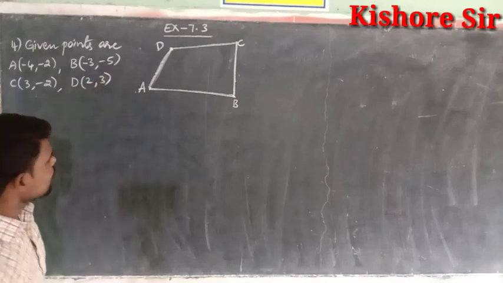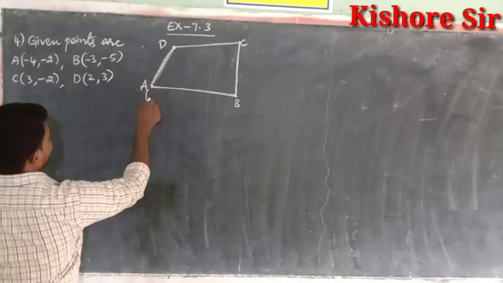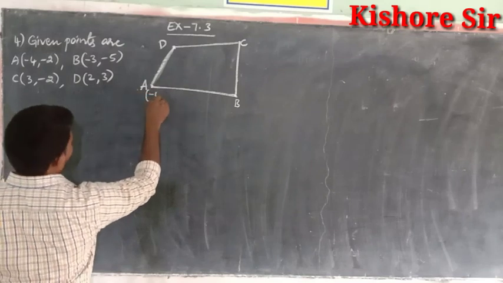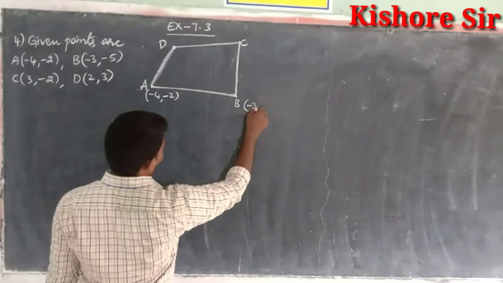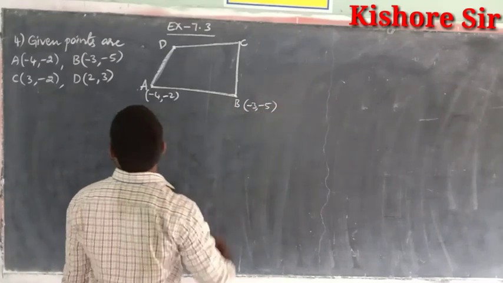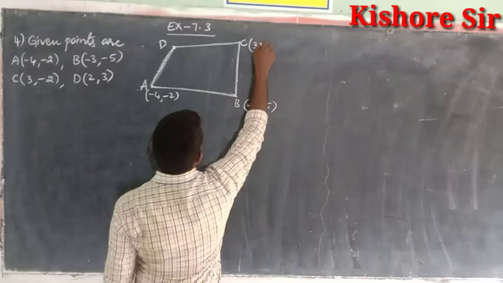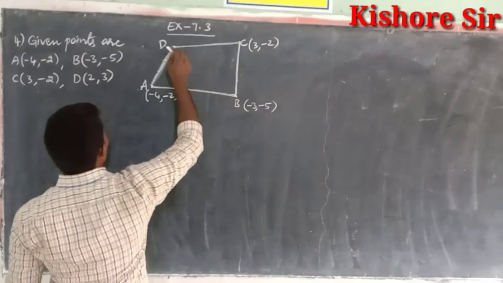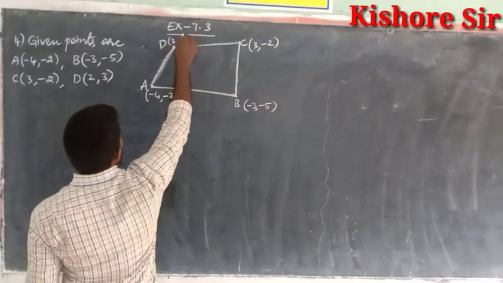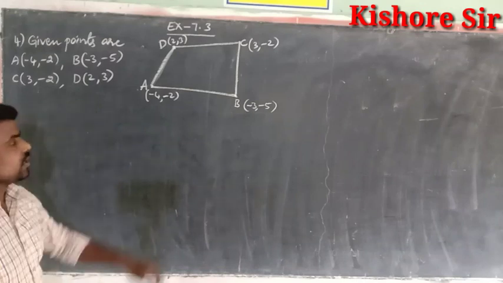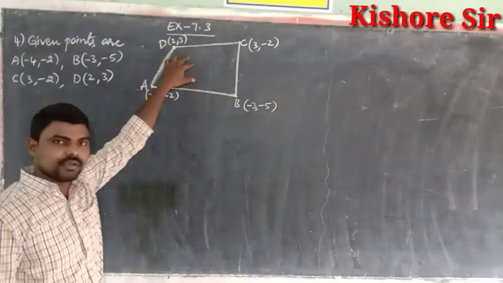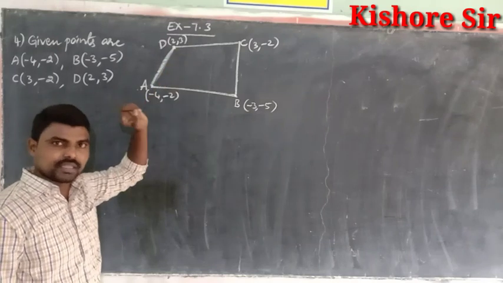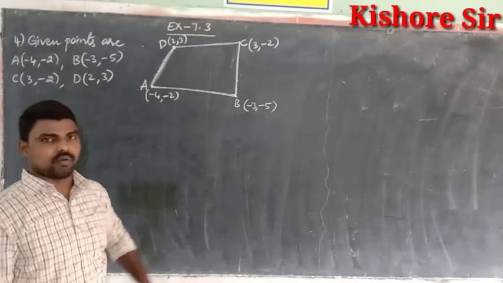Okay. So first point A. The coordinates of the point A are (-4, -2). The coordinates of the point B are (-3, -5). The coordinates of the point C are (3, -2). And the final point D is (2, 3). Okay, these are the given 4 vertices. These 4 vertices form a quadrilateral. We have to find the area of this quadrilateral.